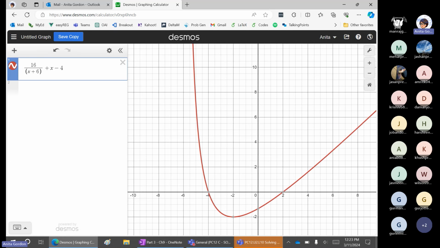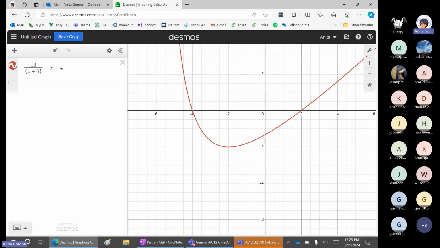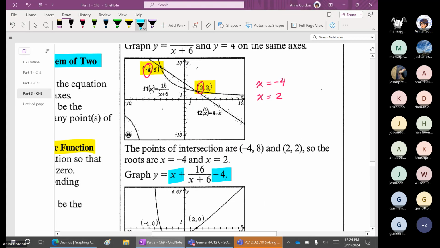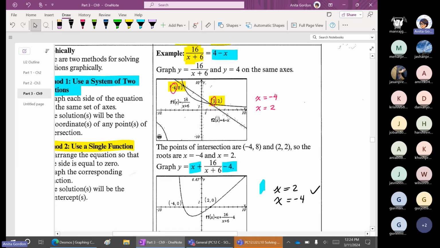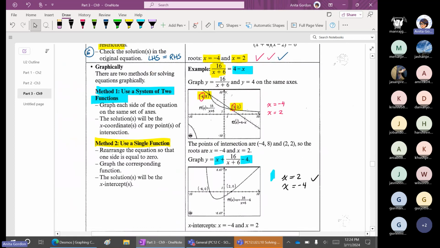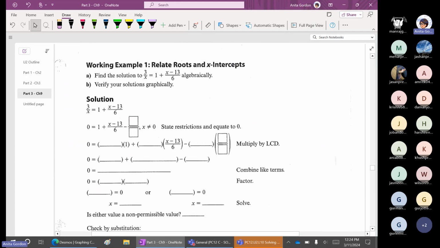And now, because I only have one graph, I'm looking for x-intercepts, not an intersection, right? Where does it cross the x-axis? And again, hover over here, 2 and negative 4, exactly what we expected. Oops, x equals 2, x equals negative 4. So we have two methods for using Desmos, and we're going to use Desmos to double check our math. So let's do an example here.